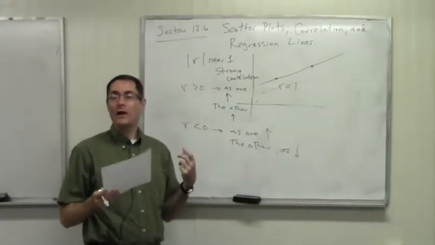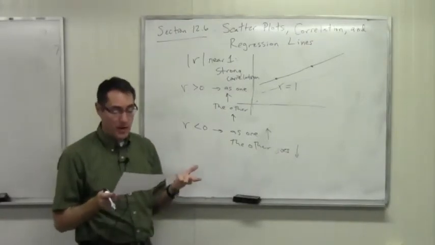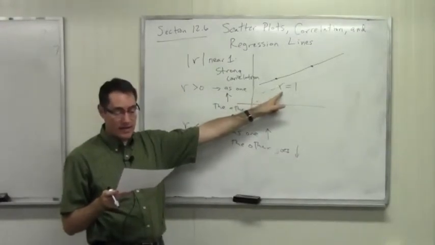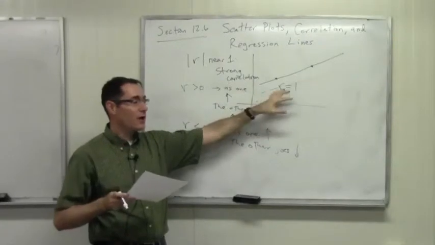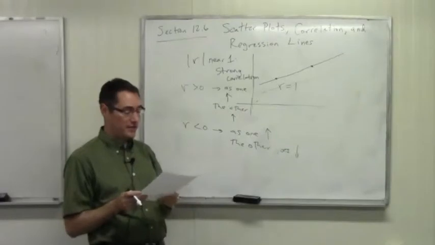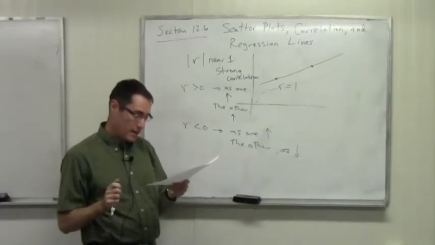The more samples you have, the larger the sample size, the smaller your little r value needs to be to indicate a correlation of the population. You can actually get r being pretty small, pretty close to 0, but still have some correlation. All right, let's see.